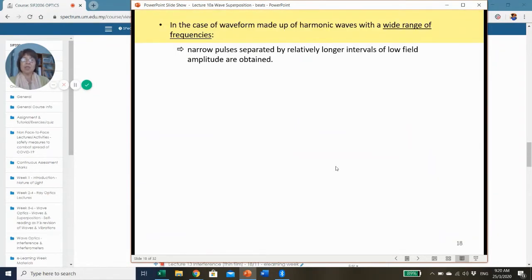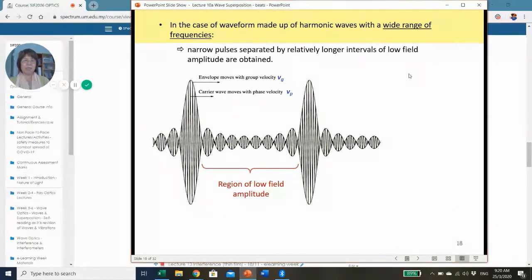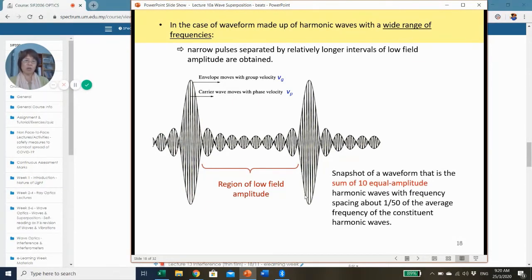Now let's look at the case of a waveform that's made up of harmonic waves with a wide range of frequencies. We will get something like this. This is a snapshot of a waveform that is the sum of 10 equal amplitude harmonic waves, with the frequency spacing about 1/50 of the average frequency of the constituent harmonic waves. Earlier on, when we had just one beat and the next beat, that was for 2 harmonic waves.